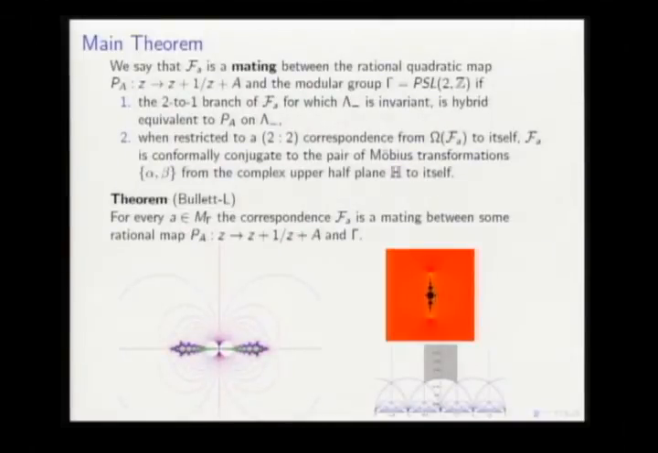Actually, you have two things to prove, because it's not just that inside you have to be hybrid equivalent to this guy. You also need to prove that outside you have the action of the modular group, which in the real case is kind of easier.